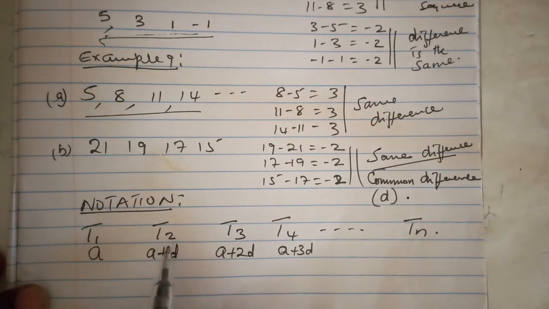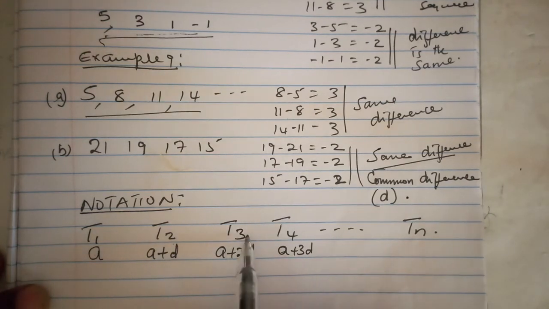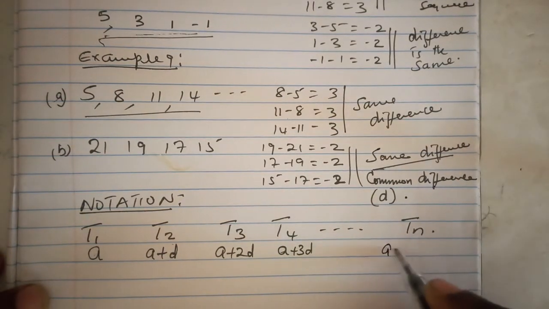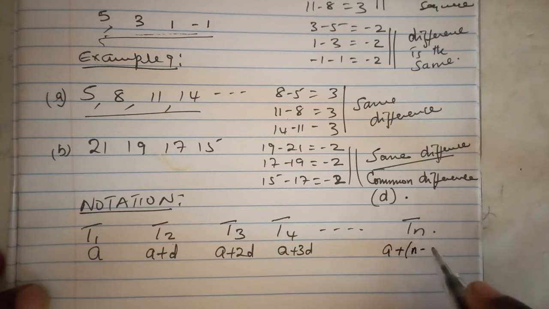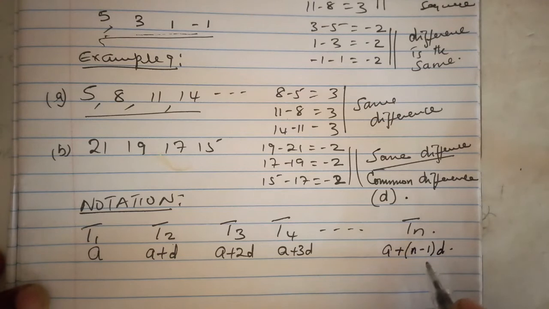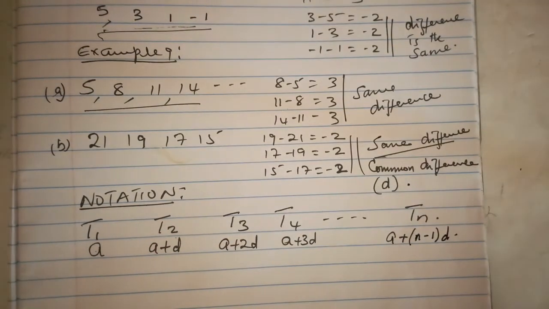Term 2 has 2 minus 1 d, that is 1d. Term 3 has 3 minus 1 d, that means 2d. Term 4 has 4 minus 1 d, so 3d. So term n has a plus n minus 1 d. And that is how we denote term n. Term n can mean anything.